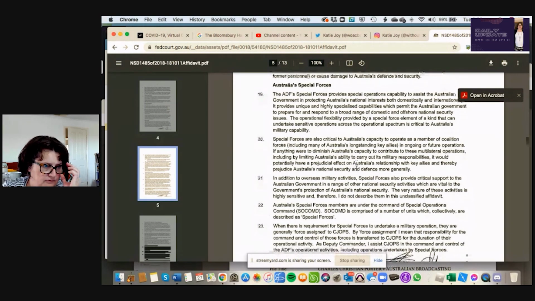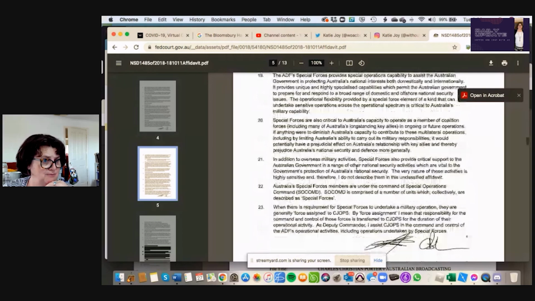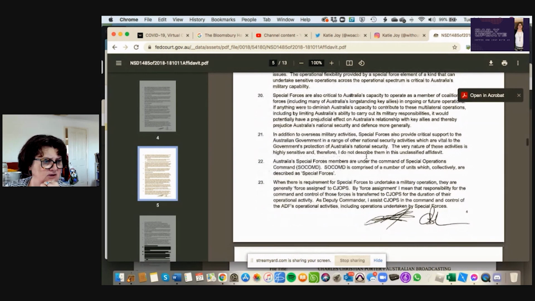Special forces are also critical to Australia's capacity to operate as a member of the coalition forces, including many of Australia's long-standing allies. In ongoing or future operations, if anything were to diminish Australia's capacity to contribute to these multilateral operations, including by limiting Australia's ability to carry out its military responsibilities, it would potentially have a prejudicial effect on Australia's relationship with key allies and therefore prejudice Australia's national security and defence more generally.